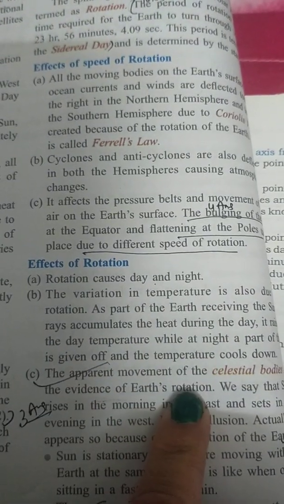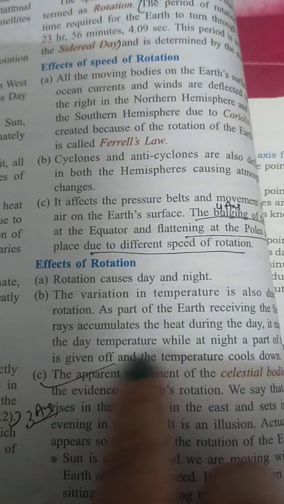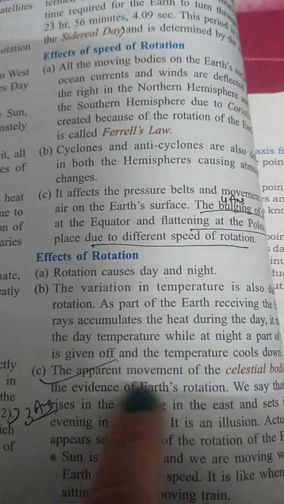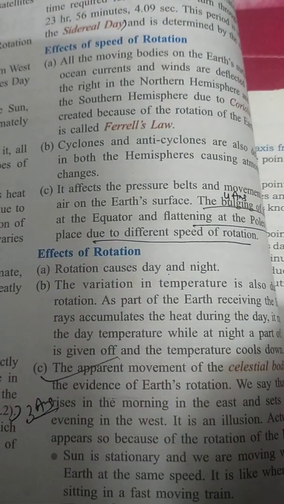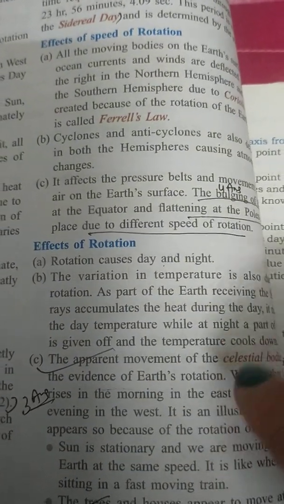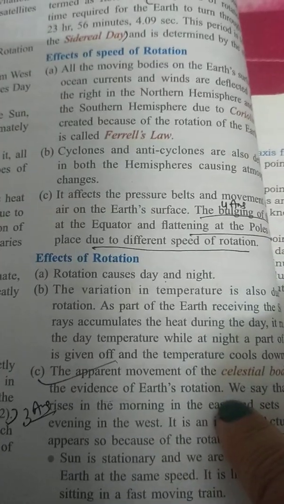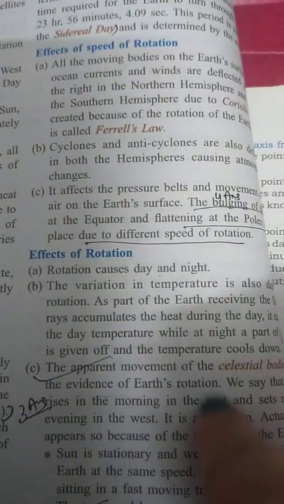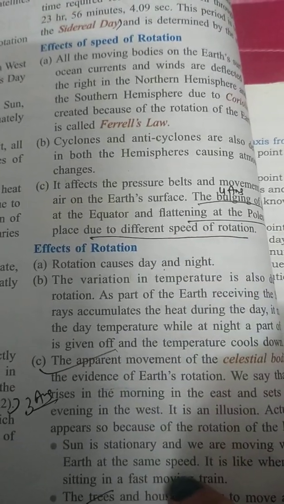All the celestial bodies which you see in the sky seem to be moving, and that is due to the rotation. Sometimes when we see the sun rising in the east and setting in the west, actually it does not happen so. The sun is stationary; it is the Earth rotating in front of the sun, that's why the sun rises in the east and sets in the west.